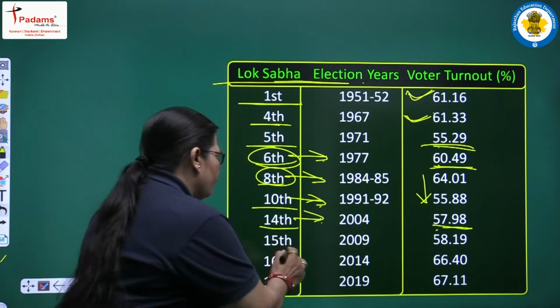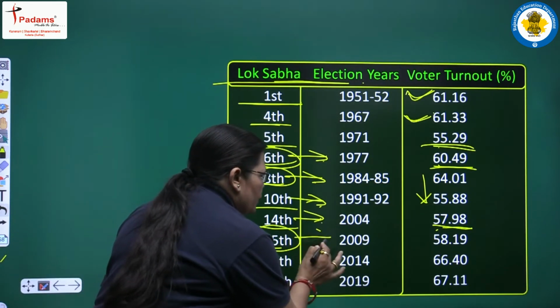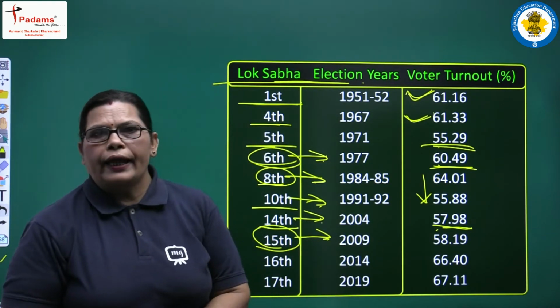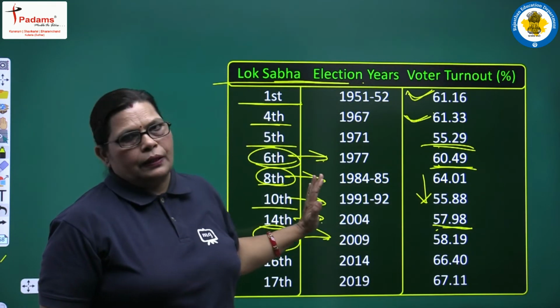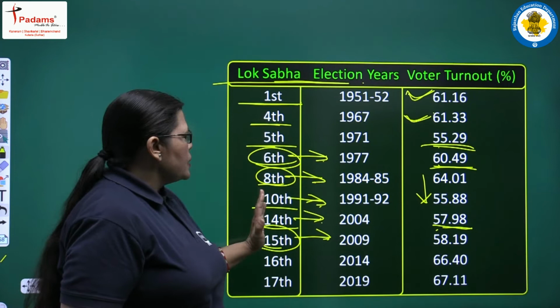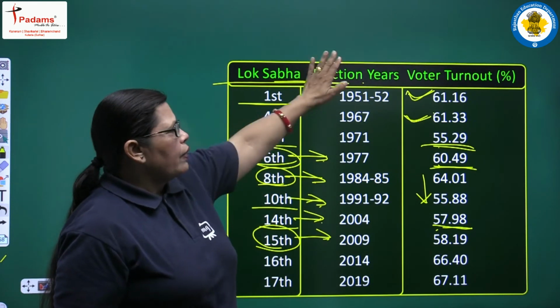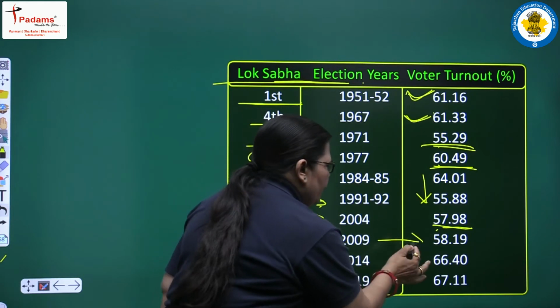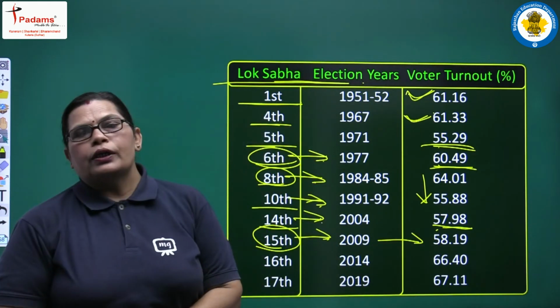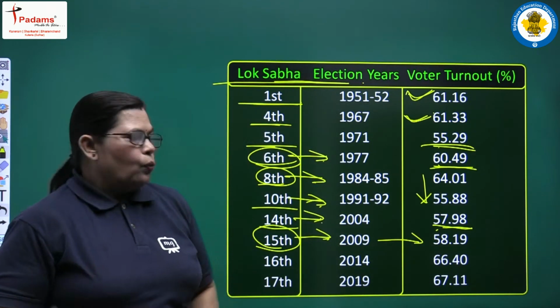57.98%, 15th Lok Sabha, which was held in the year 2009. See, it's an important table. You will learn this table with the first to the 17th Lok Sabha with the years. And at that time, 58.19 voter turnout percentage was there.